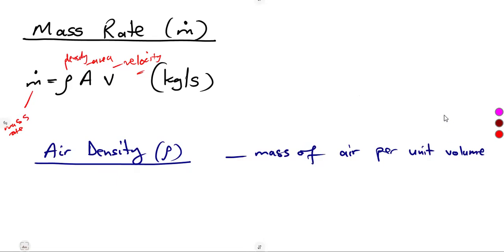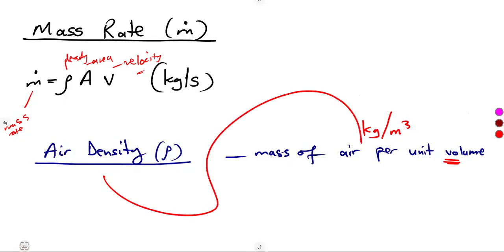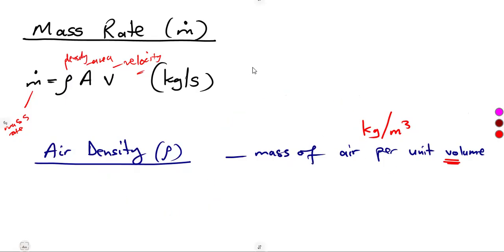So if that is the case, we are referring to the mass of air in kilograms per unit volume. The units of volume, what? Cubic meters. So therefore density is measured as what? In kilograms per cubic meter.